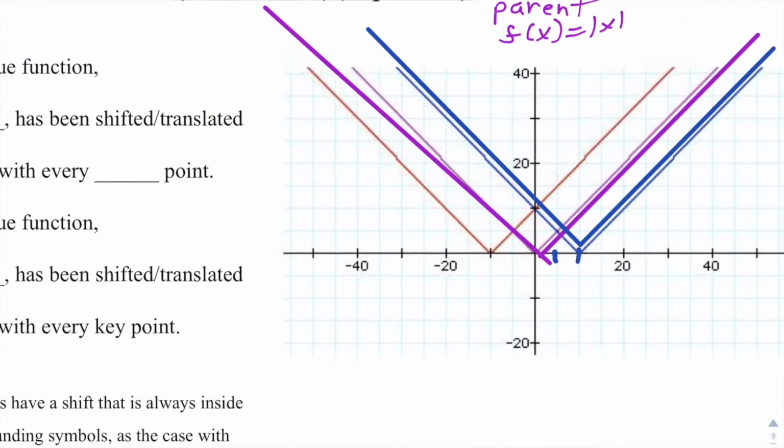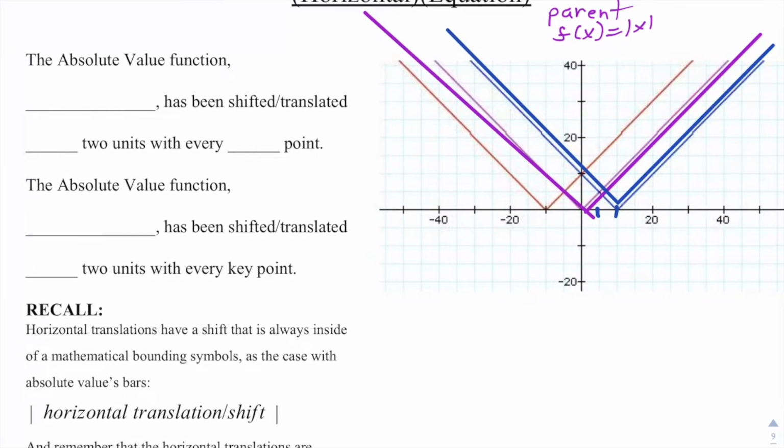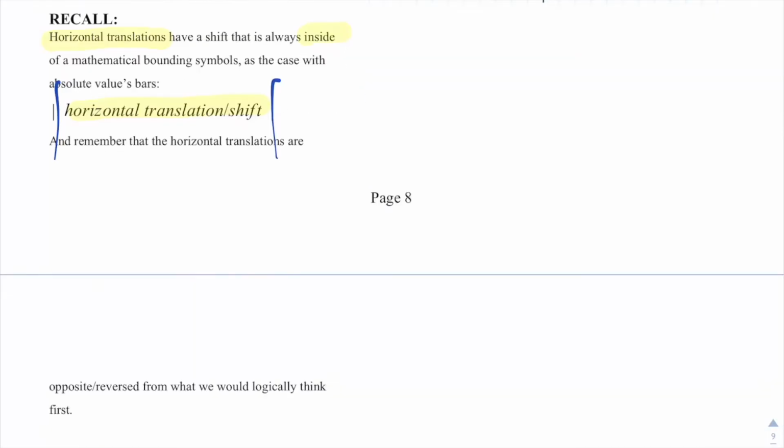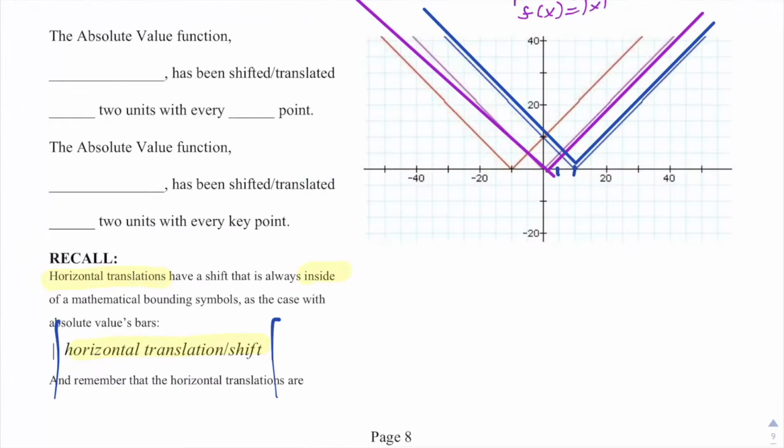So all the key points, like we talked about in the last lesson, have been shifted 2 units to the right. But when we think about it as an equation, we want to recall that horizontal translations have a shift that's always inside of the mathematical bounding system, like with absolute values, inside these 2 bars. And remember, the translations are opposite or reversed from what we would logically think first. So if this blue one is going right 2, it's going to definitely be a negative 2, because that's opposite of what we think.